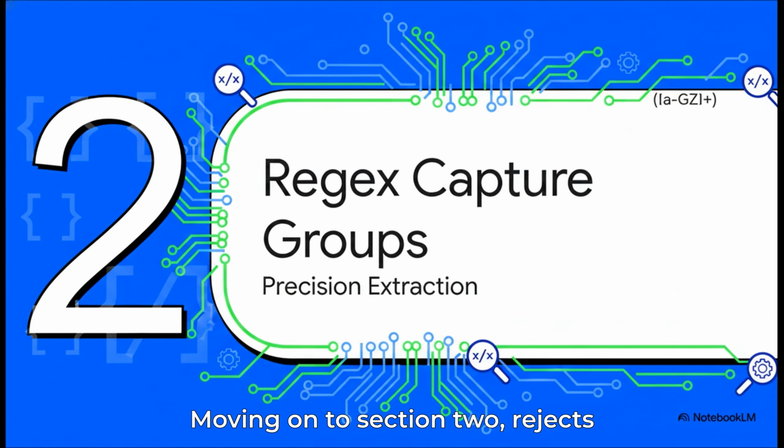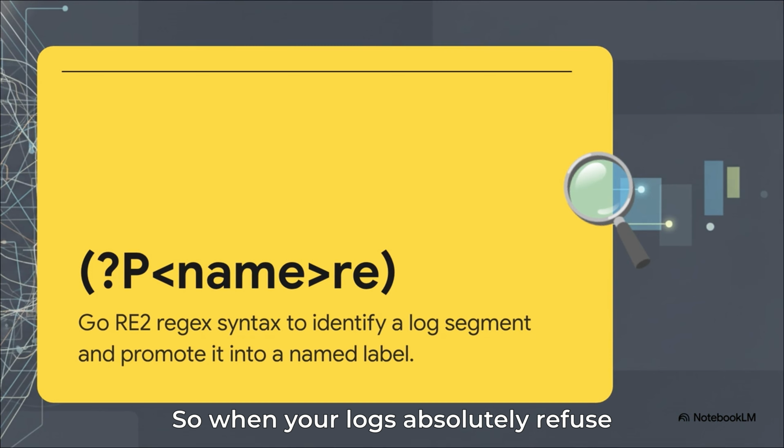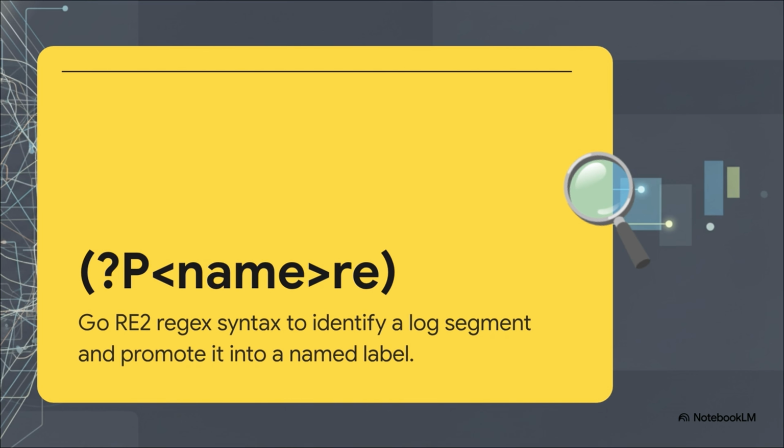Moving on to Section 2, regex parsing and capture groups for precision field extraction. So when your logs absolutely refuse to fit a standard format, Loki's regex parser becomes your absolute best weapon. It uses Go RE2 syntax, which means you get really high performance extraction. But the absolutely crucial part here is the named capture group. By just defining a name right inside your regex, you're literally taking an arbitrary piece of text and elevating it into a first-class temporary label. And once it's a label, you can immediately filter or group by it.